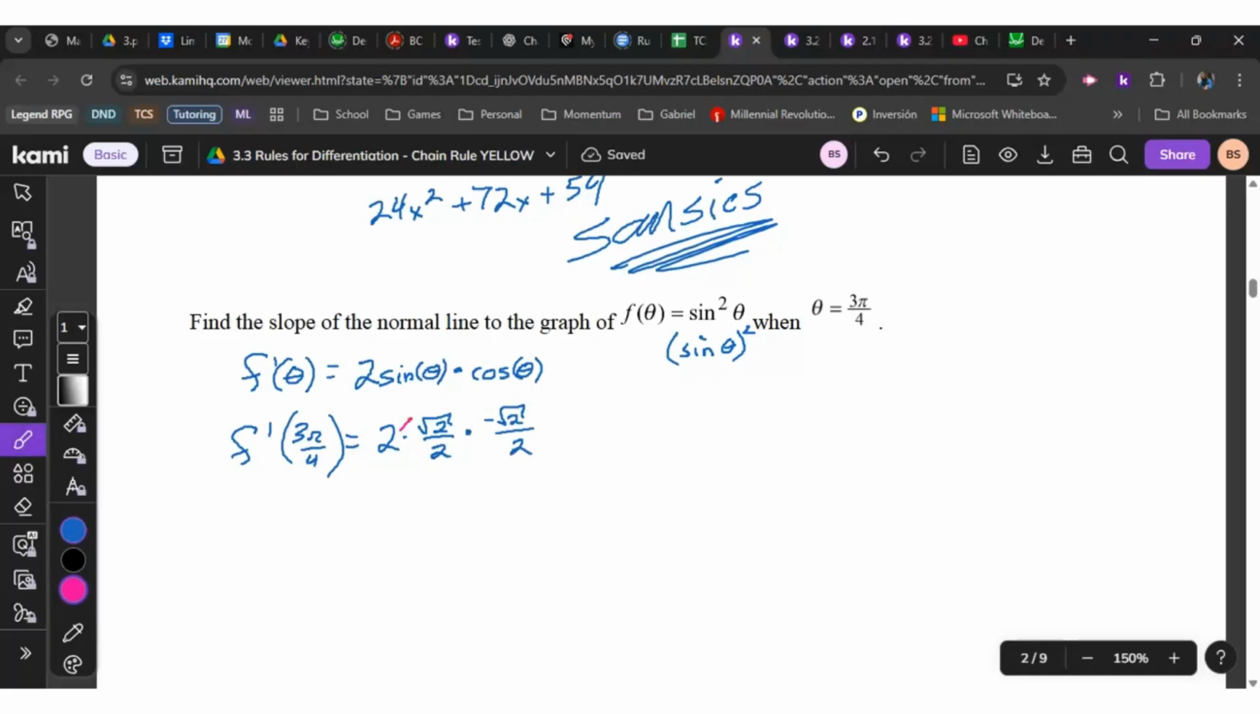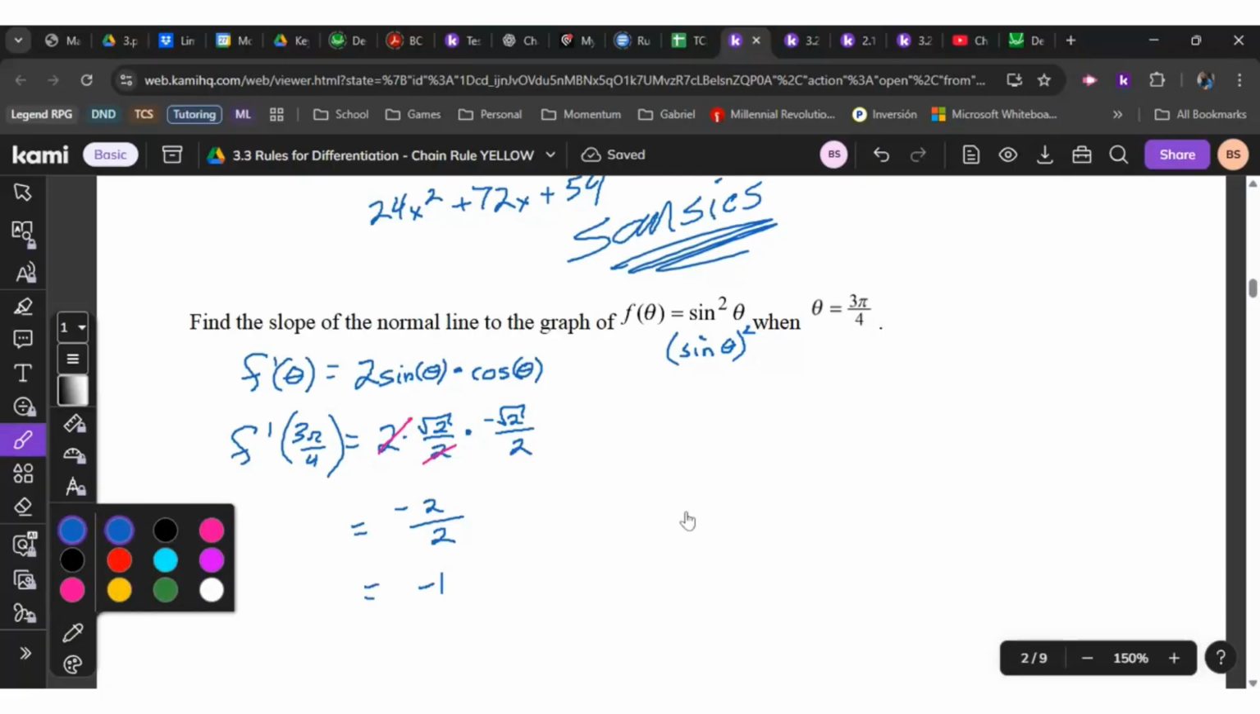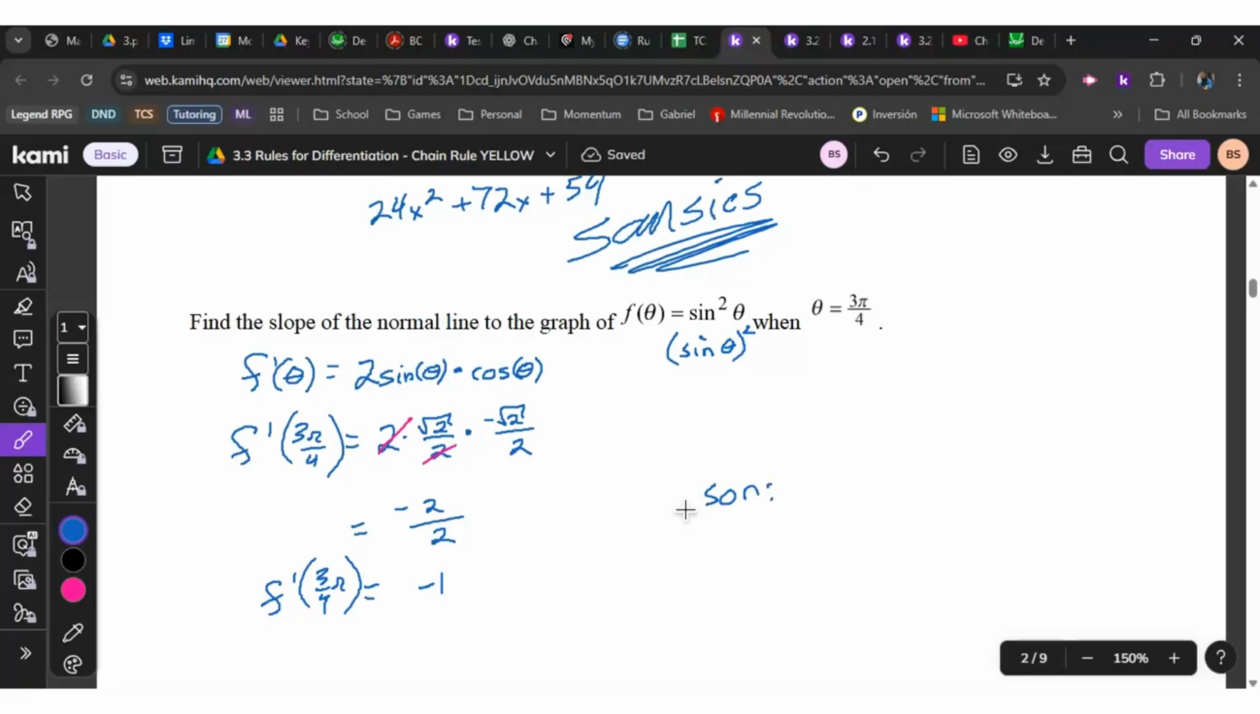Well, I guess we might as well cancel out one of these 2's first. So root 2 times negative root 2 is negative root 4, which is negative 2, over 2, which is really negative 1. But we're not quite done, because that is f prime of 3 pi over 4. You need to find the normal one. So when we find the slope of the normal, technically it's 1 over 1, but that's just 1. So let's just write 1. Feel good? Any questions?